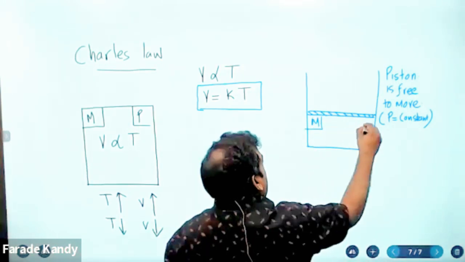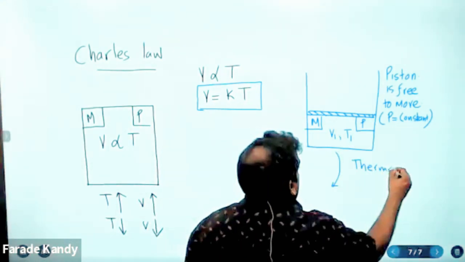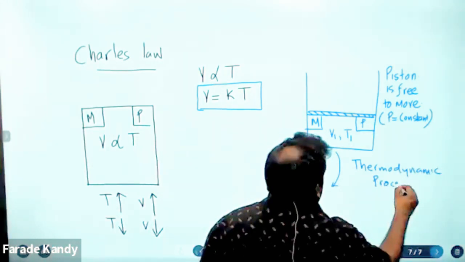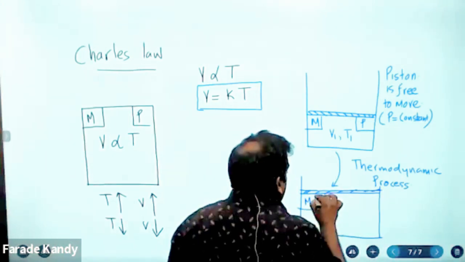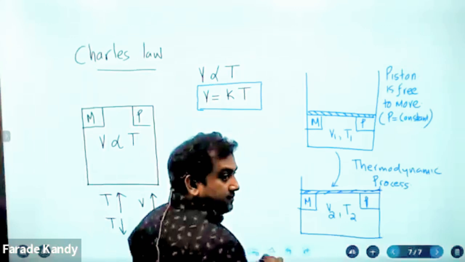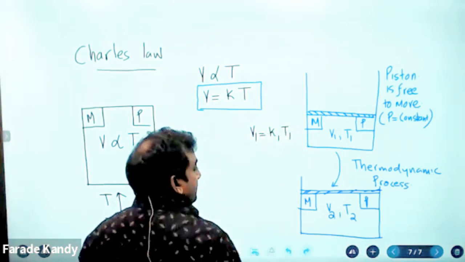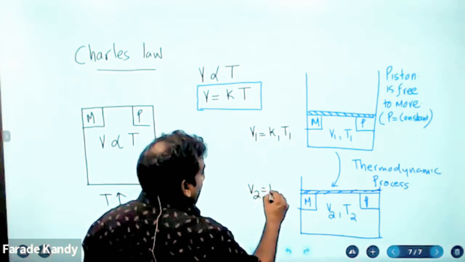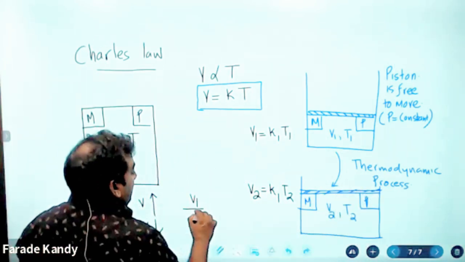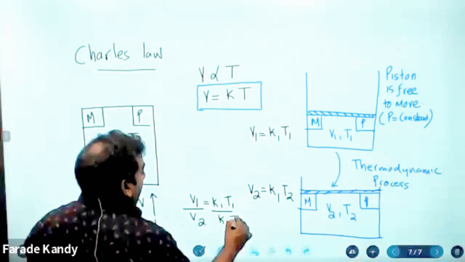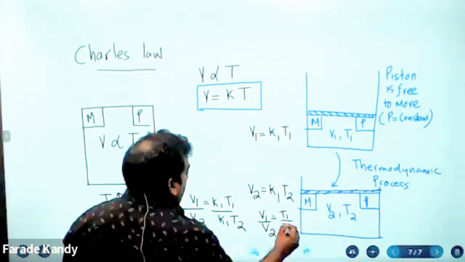So here fixed mass of gas, constant pressure, volume is V1, temperature T1. Now thermodynamic process will take place. Now the piston has gone up a bit. Same mass of gas, same pressure, new volume and temperature. Now I can write here, look at this carefully. V1 equals K1 times T1. V2 equals what? K1 times T2. Why? Same mass, same pressure. Now I can divide one from the other. V1 over V2 equals K1 T1 over K1 T2, K1 K1 cancel off. Therefore you can say V1 over V2 is equal to T1 over T2.